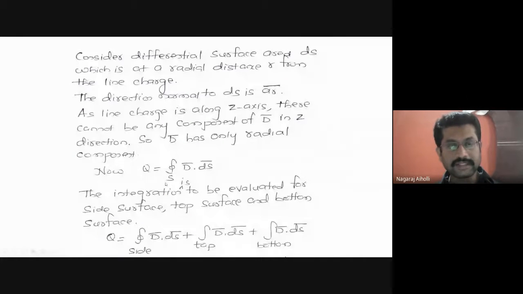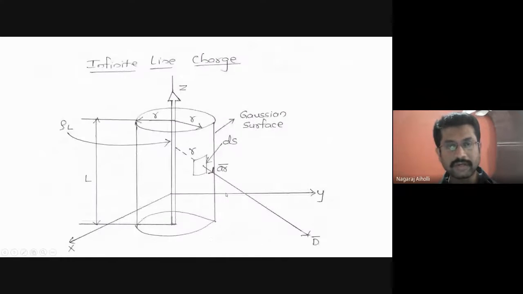Now Q can be written as the closed surface integral of D bar dot ds bar. This is our Gauss law. This integration we have to evaluate for all the surfaces. This cylinder has a top surface, a bottom surface, and the side surface. You have to evaluate this integral for the top surface, for the bottom surface, and for the side surface.